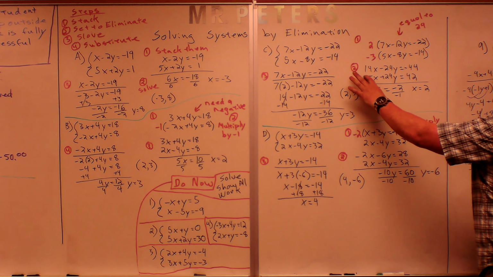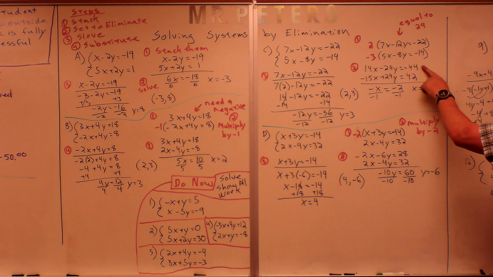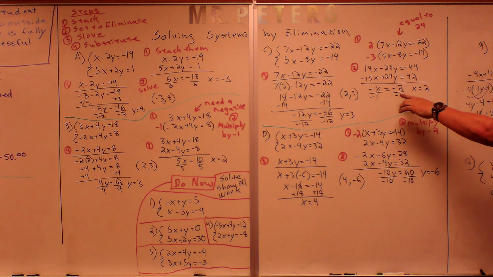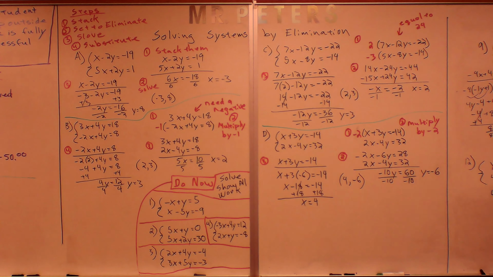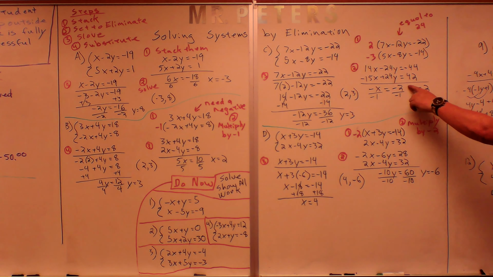So this is 14 minus 15. That's minus x. This cancels out. Negative 44 and 42 is negative 2. Remember, we can't have a negative variable. Okay, so we're going to divide both sides by negative 1. There's a negative by a positive, turns this x to 2.